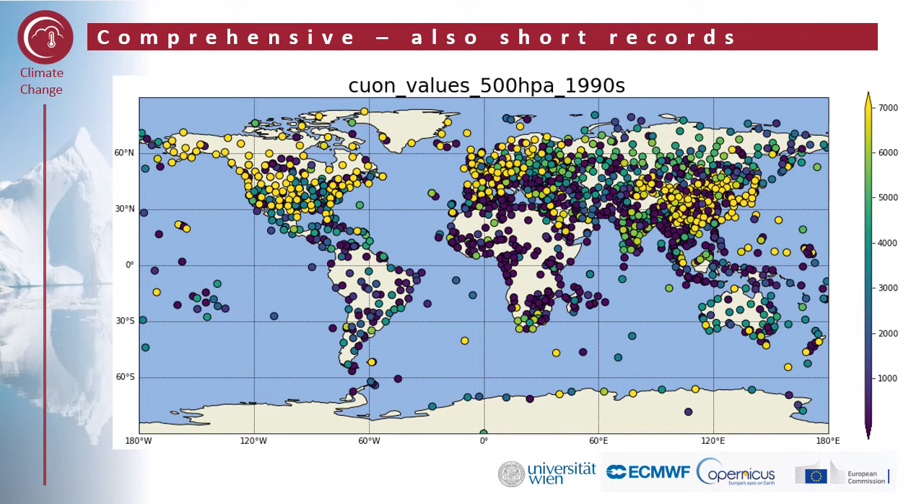This slide shows the distribution of stations delivering upper air temperature data. About 700 stations have long-term records, shown in yellow in the figure. But the dataset also contains data from more than 5,000 unique identifiers, which may have only very short records.